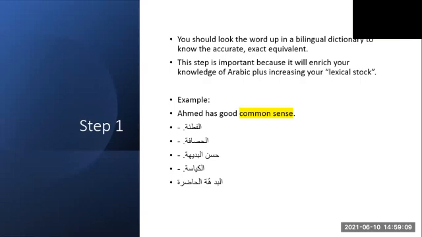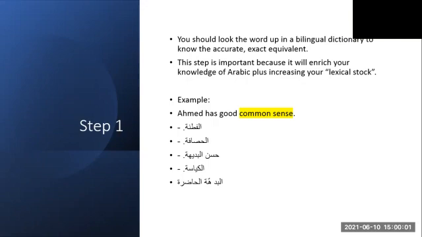Step number one. Now, of course, you should get first a good dictionary, a bilingual dictionary like English Arabic, or the opposite as well, Arabic English, in order to know the exact equivalent, accurate meaning. Exact, accurate, دقيق, equivalent, مساوي. So this is, of course, the first step. You do not guess the meanings of words. لا تخمين. Get a dictionary, look up the word.